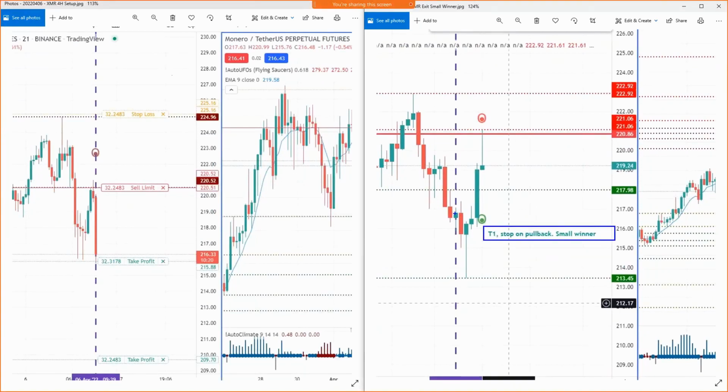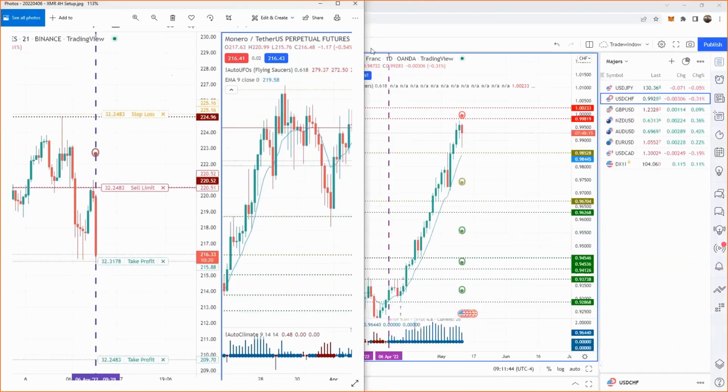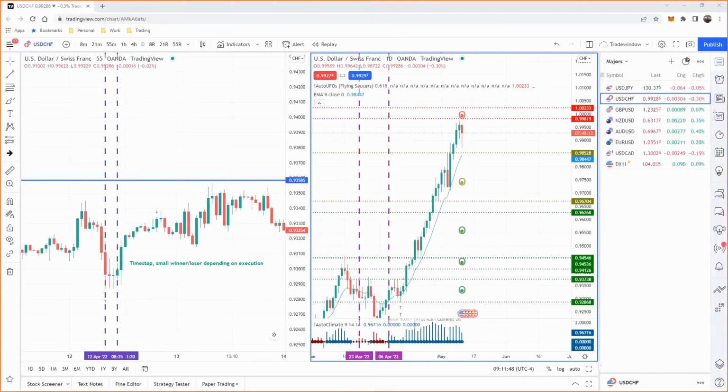After we got that T1, we are allowed to move our stop to a new location depending on what's going on with that market. In this scenario, that T1 got moved to 220.86. Unfortunately, it ended up wicking out there. We got out for a small winner, and that's that. We recorded it as such.